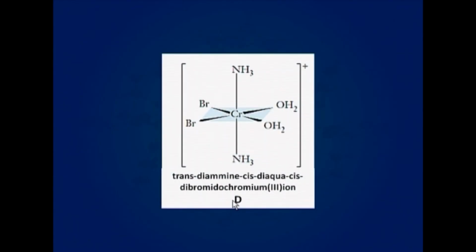In fourth form, that is in D, only one pair of ligands are at trans position. This ligand ammine is at trans position. These two ligands are at cis positions to each other. Hence, this complex will be named as trans diammine, cis diaqua, cis dibromido chromium(III) ion.